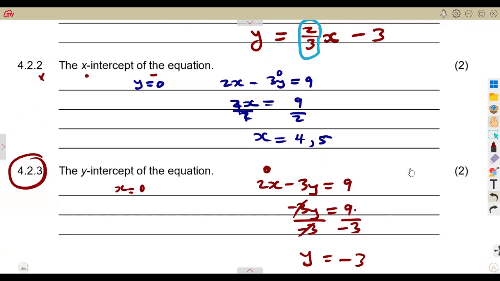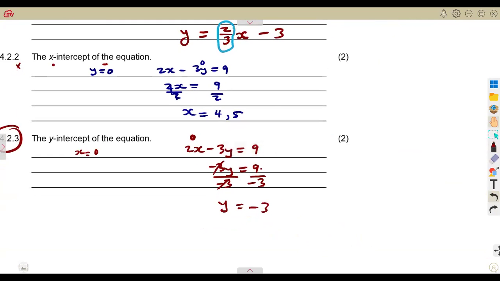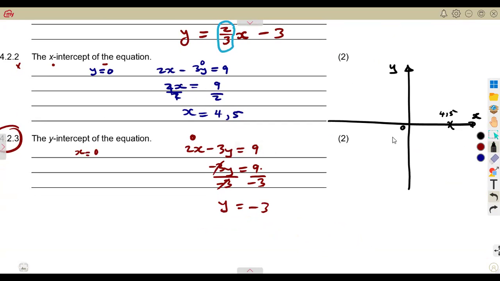If it is to draw this graph, let's say the question further asks us to draw the graph, remember I talked about the dual intercept, where you just need to mark the points that you have. X at 4,5, you mark it in the positive. The y, you mark it at -3. These two are enough for you to have a straight line. You now have your straight line. So that is what you need, guys.